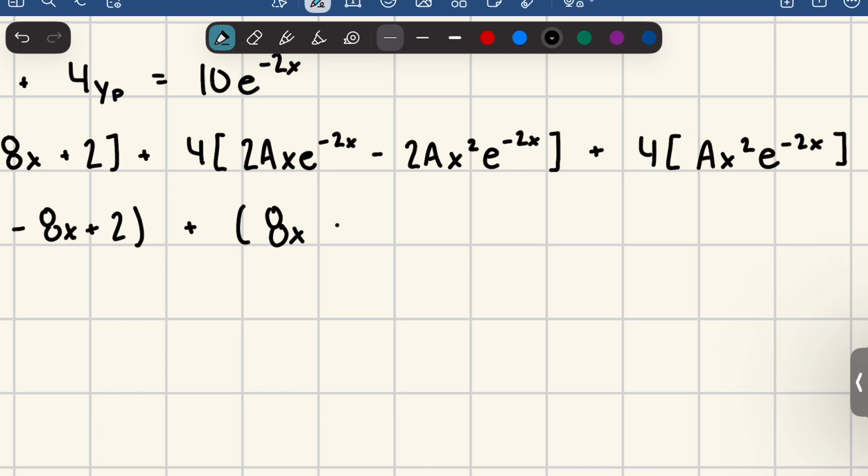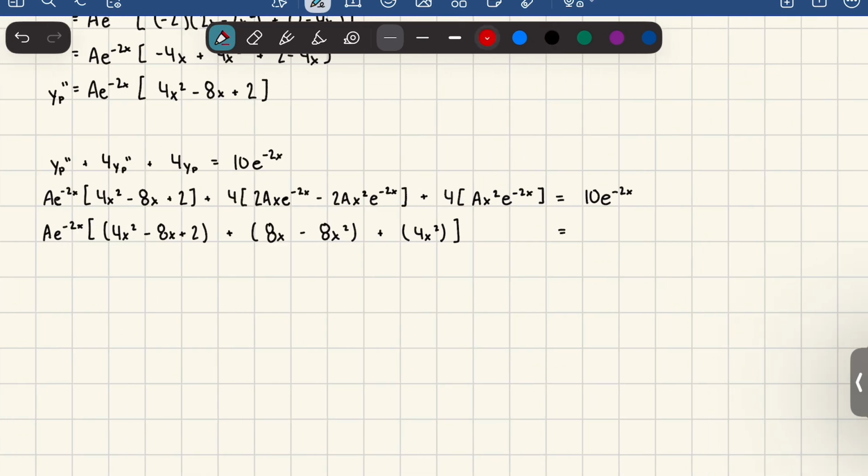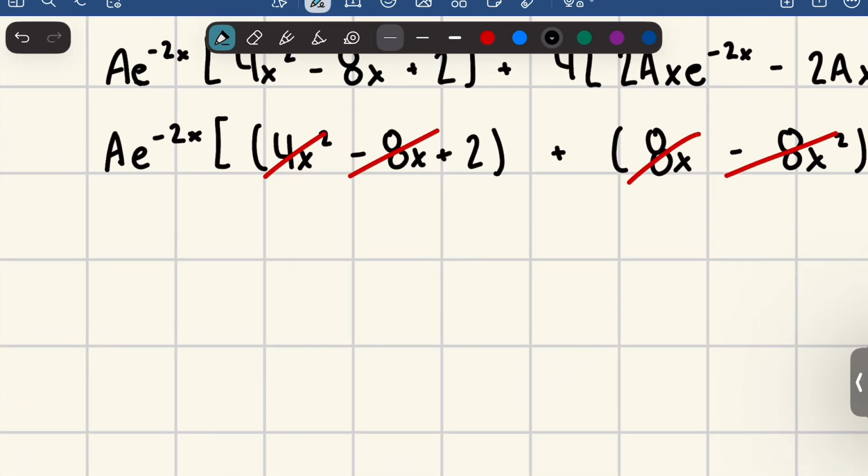What was that? 8x minus 8x squared plus 4x squared. Then I'm just going to leave an equals. I'm going to write that every time. Okay. 4x squared minus 8x plus 8x. Boom. Boom. Boom.